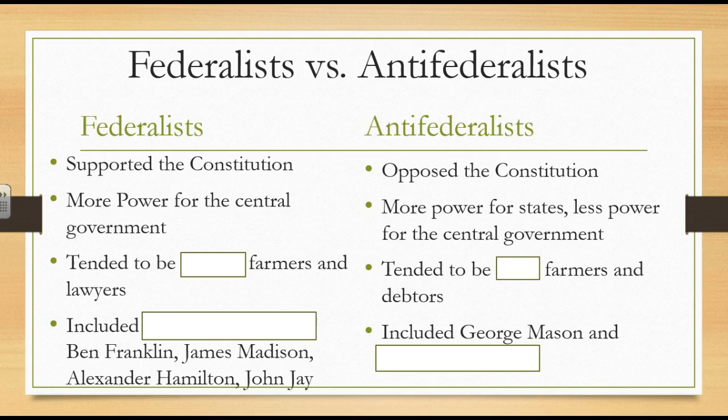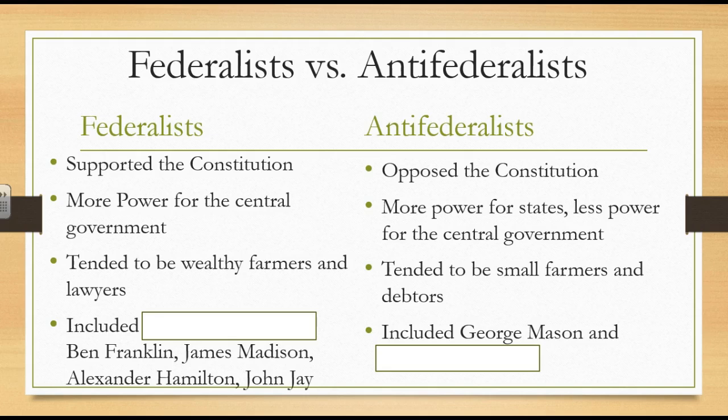Now Federalists tended to be wealthy farmers and lawyers. These were people that had huge farms. They were lawyers, they were business owners. They tended to be a little bit on the wealthier side. The Federalists wanted to protect the rich class. The Anti-Federalists tended to be small farmers, and sometimes they were debtors or even indentured servants. The Anti-Federalists were much more down-to-earth, everyday people that you would likely know if you were living at the time.